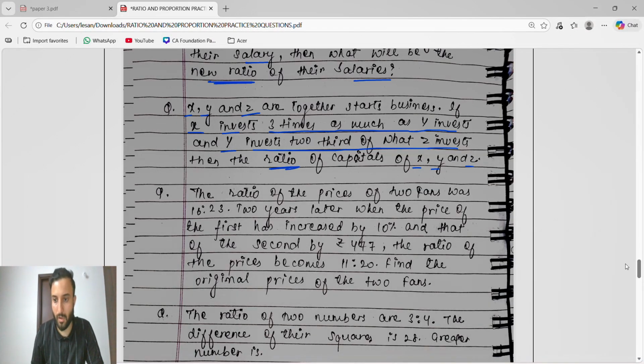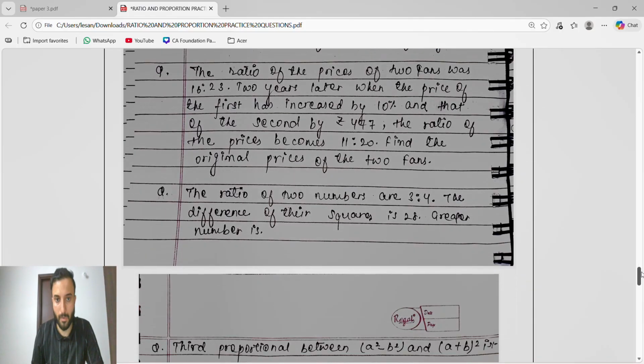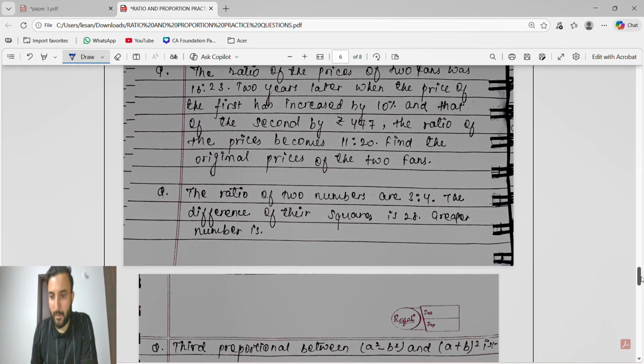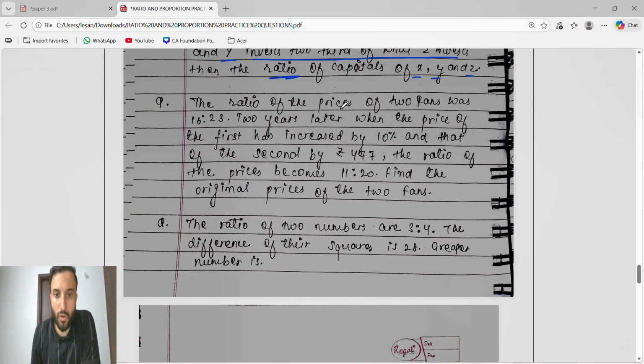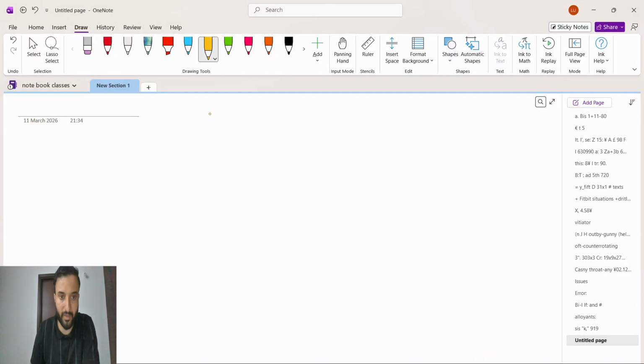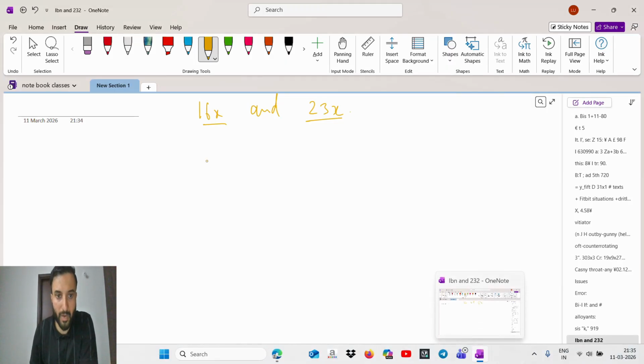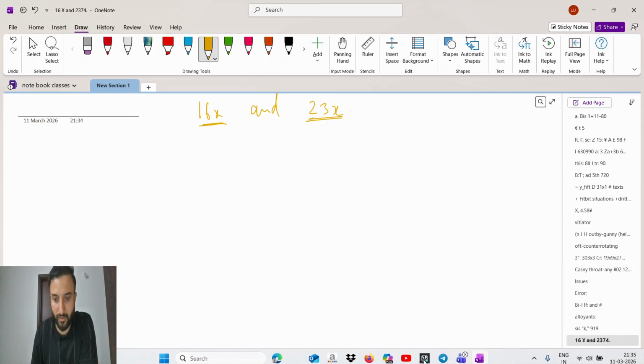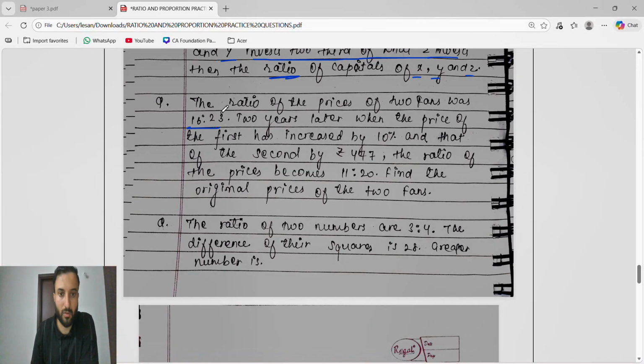Now next. The ratio of price of two fans was 16 is to 23. So the price of two fans is 16 is to 23. I will take 16x and 23x. This is the price of the first fan, this is the price of the second fan.